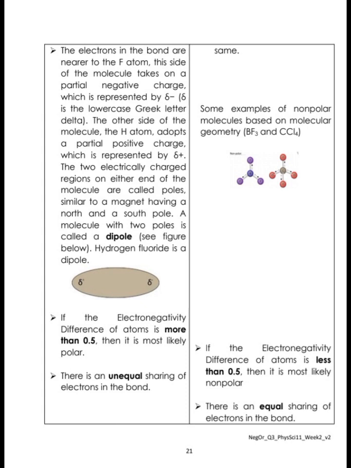If the electronegativity difference of atoms is more than 0.5, then it is most likely polar. There is an unequal sharing of electrons in the bond of polar molecules. On the other hand, in nonpolar molecules, if the electronegativity difference of atoms is less than 0.5, then it is most likely nonpolar. There is an equal sharing of electrons in the bond.